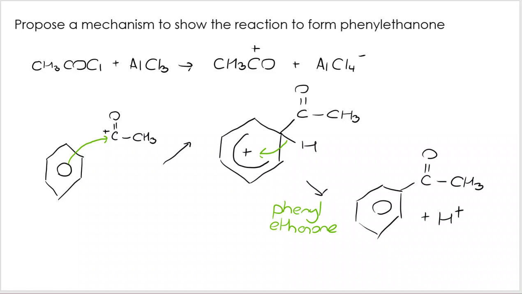Remember that little quirk in the naming. It is in the middle of the carbon chain. We can have ethanone in this circumstance. But we can also think about how AlCl3 is a catalyst, because the AlCl4- can react with the H+, making HCl and regenerating the AlCl3. There it is, the Friedel-Crafts catalyst.